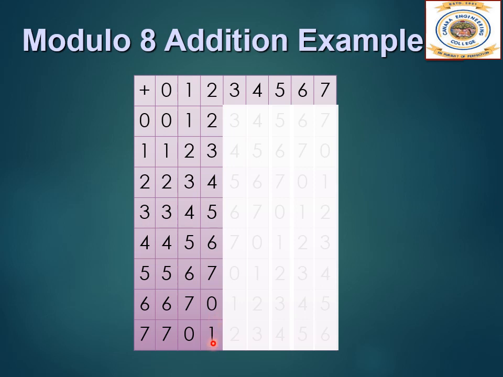Then 7 and 2, what is it? The addition, 9. So 9 mod 8, how much is it? What is the remainder? Yes, correct, 1. Okay. So we'll see the next column entry.